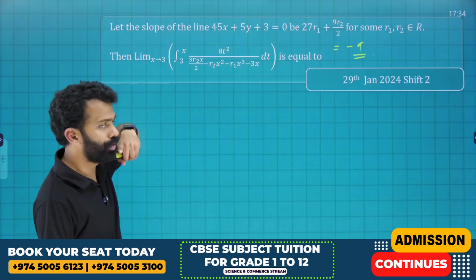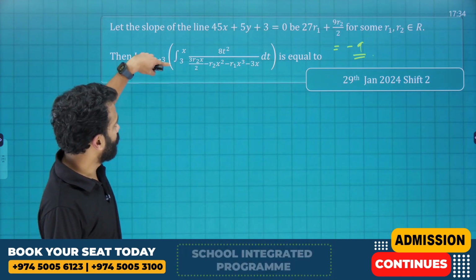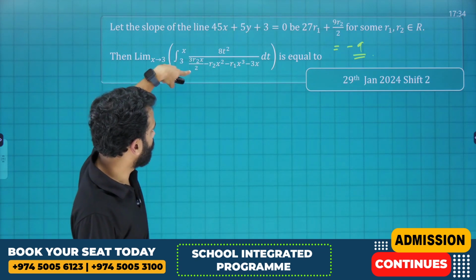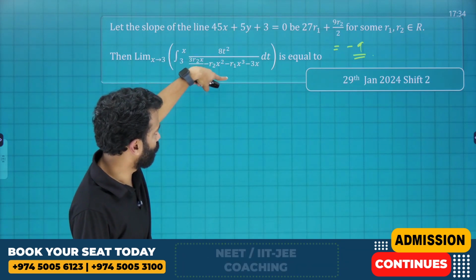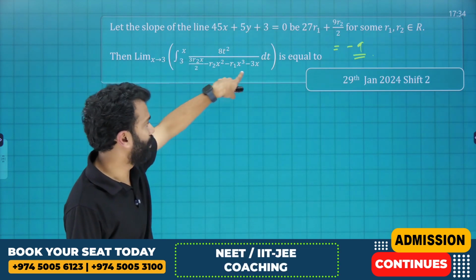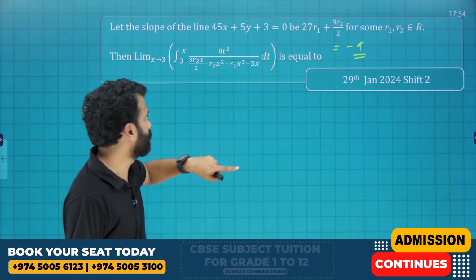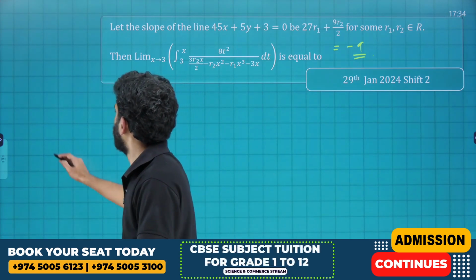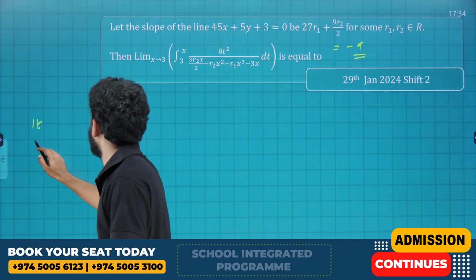This one and this one. How are you going to do this one? Integral of 3 to x 8 t square dt divided by 3r2x by 2 minus r2x square minus r1x cube minus 3. Okay, with respect to the integral here, the denominator is the constant. Therefore, before applying, obviously we need to apply Leibniz rule here. Before applying that, I am going to separate the numerator and denominator.